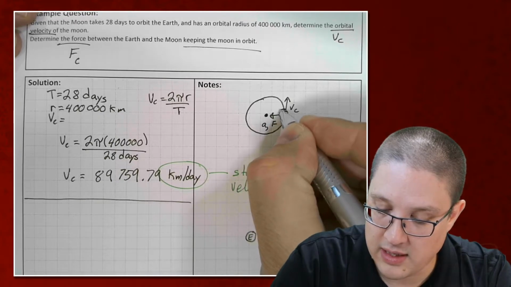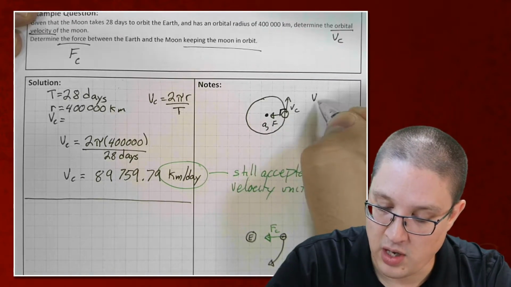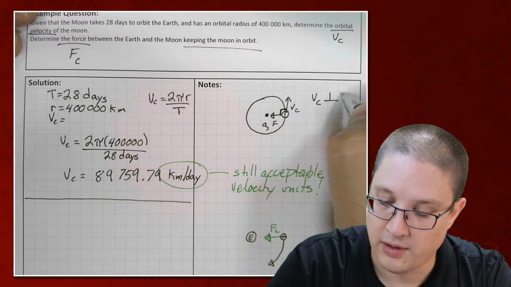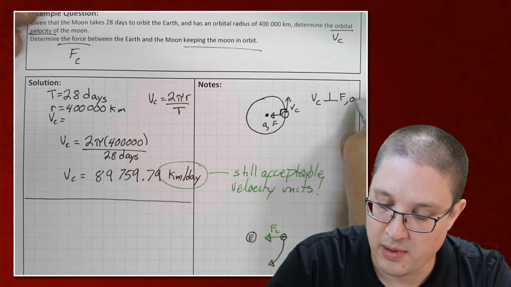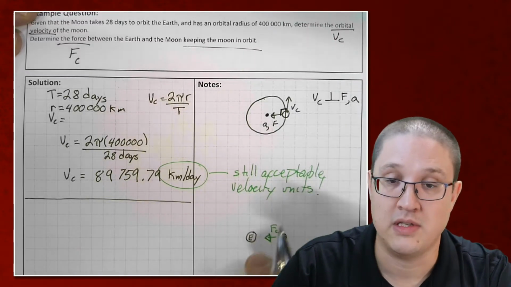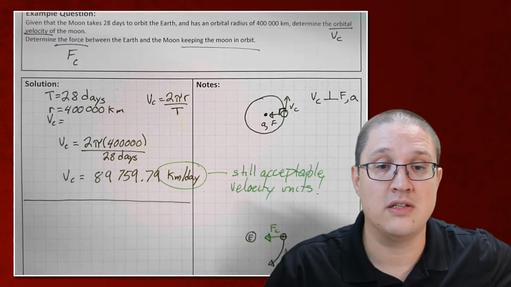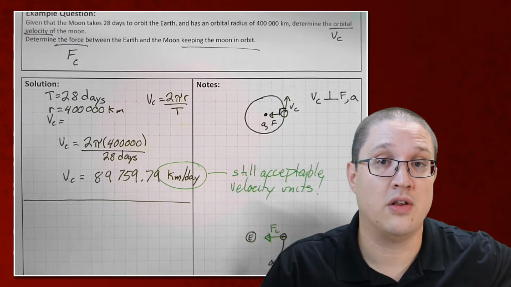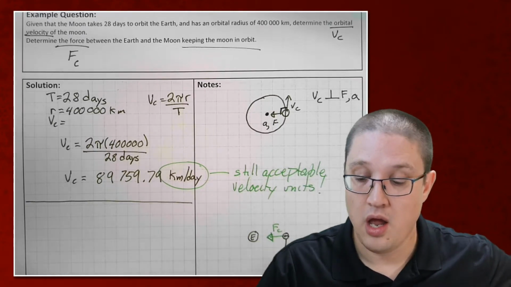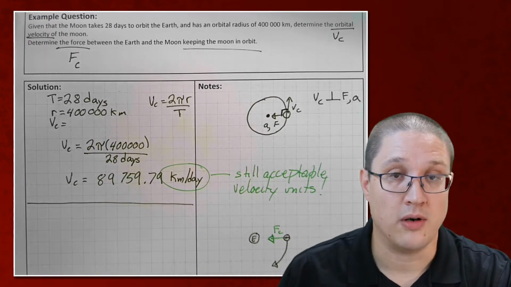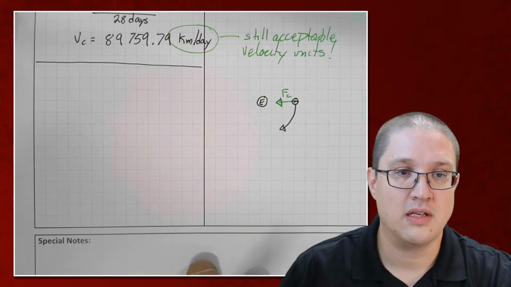One of the interesting things is that my velocity is perpendicular to my force and my acceleration. Remember that upside down T means perpendicular, or 90 degrees? Velocity is perpendicular to the force and the acceleration in circular motion. That's important. So let's go here.